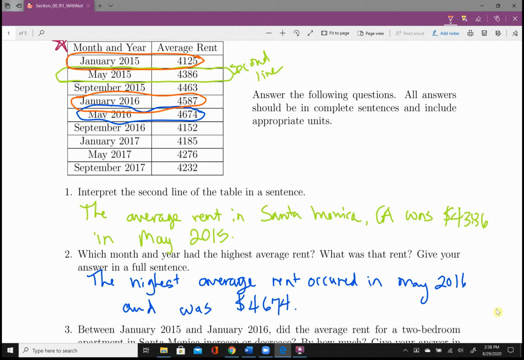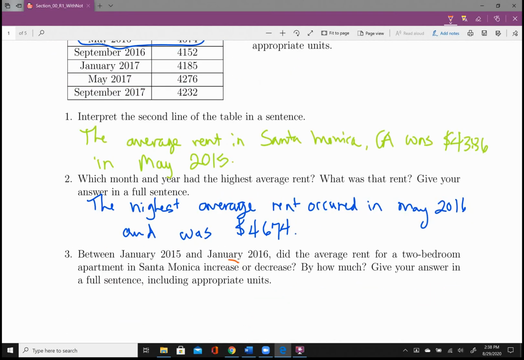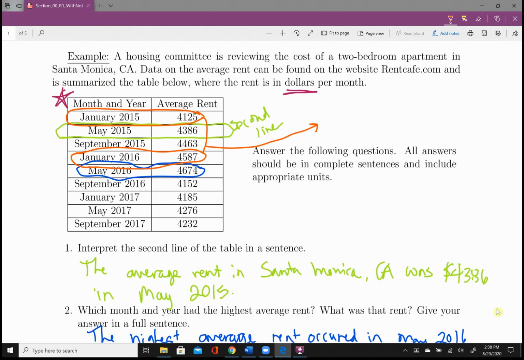Right? That's what they're asking for. So it looks like it increased, right? So maybe I'll go back down and say, yes, it increased. Maybe I'll just circle that just to remind myself later. By how much? Well, in order to find that, we need to subtract.